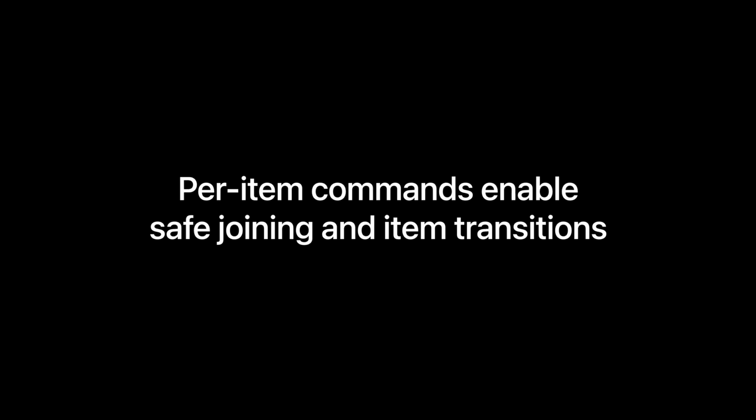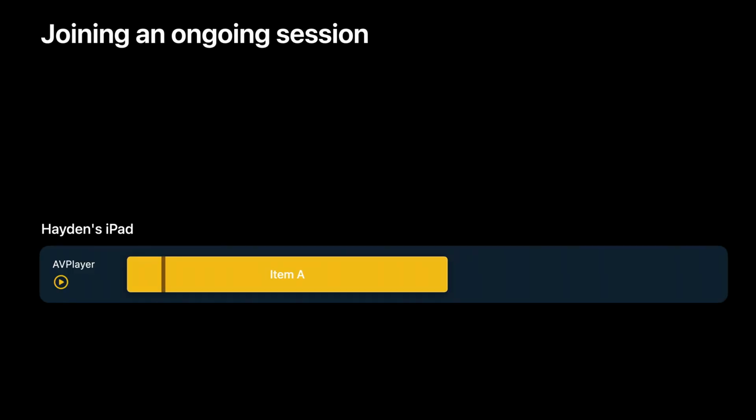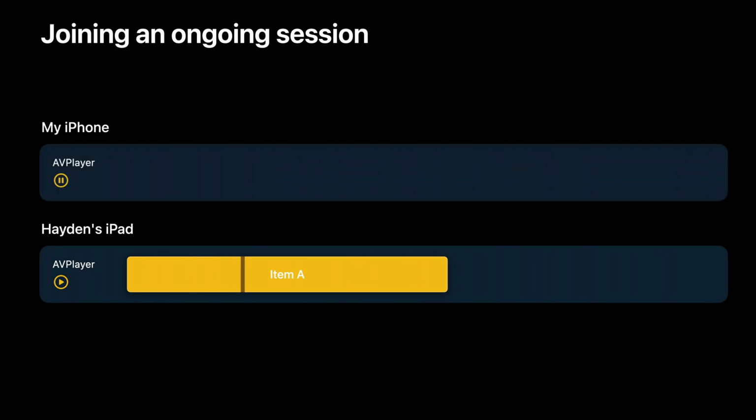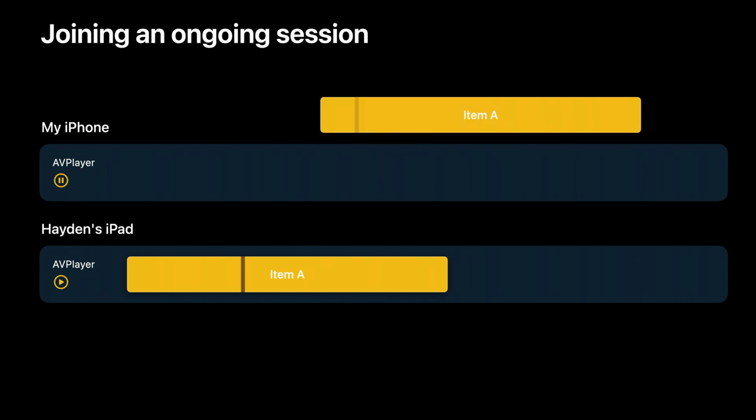Let me show you what I mean. Here's our example again, but this time we start with Hayden already playing. As I join and connect my playback coordinator to the same session, nothing happens to my AV player because I'm not playing the same current item as Hayden. Even creating that same item has no impact because the item is not current in my player. This means that I can even seek the item without consequences for anyone else.